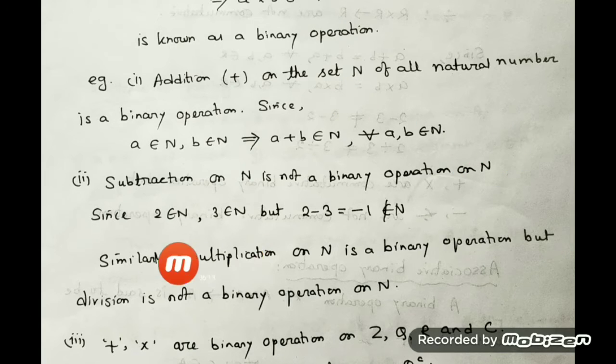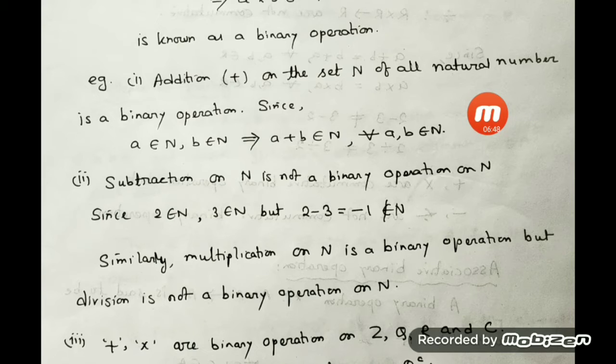Let me give you one more example. Say subtraction. Your operation is now subtraction on N. You take two elements from the natural numbers. Suppose you take 2 and 3. If I subtract 2 from 3, that is 3 minus 2 is 1, which is a natural number. But if I subtract 3 from 2, that is 2 minus 3, your answer will be minus 1. Is this a natural number? No. So, since the result is not true for all, this is not a binary operation.